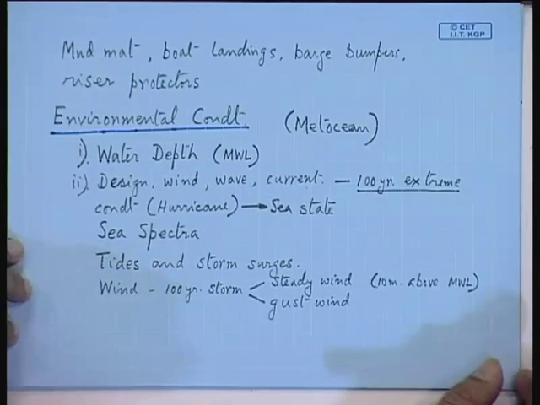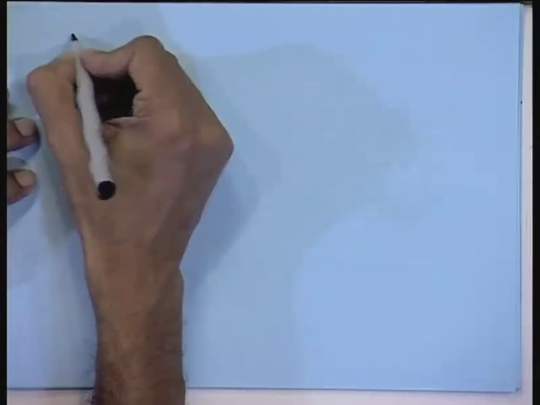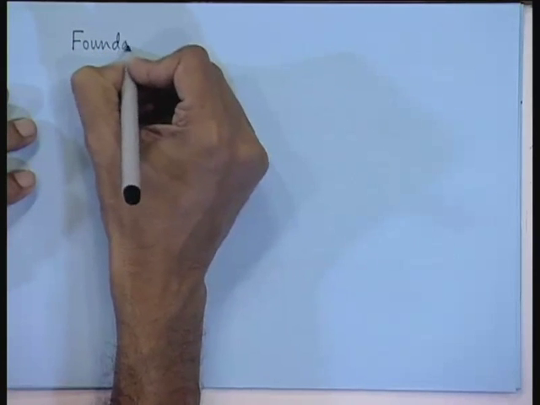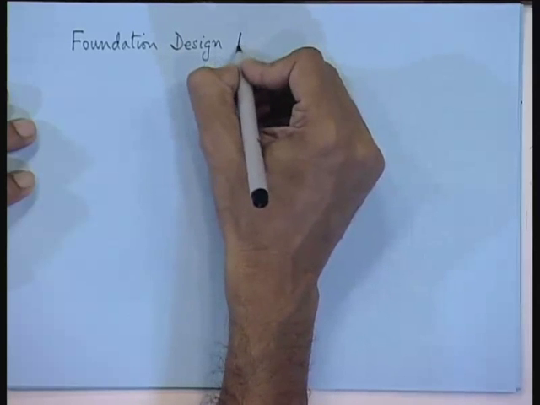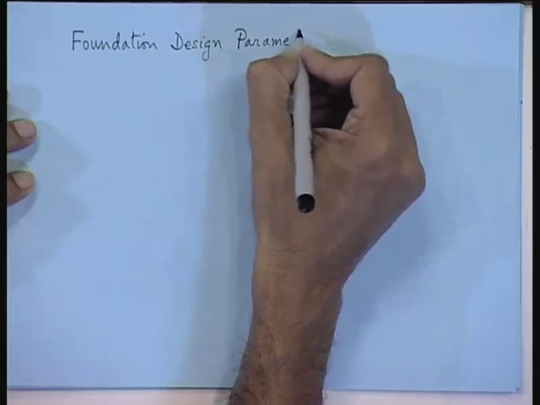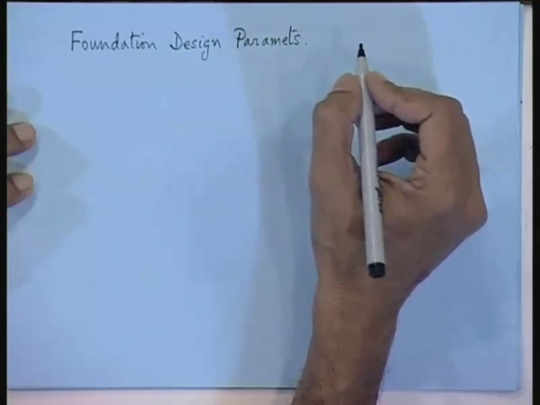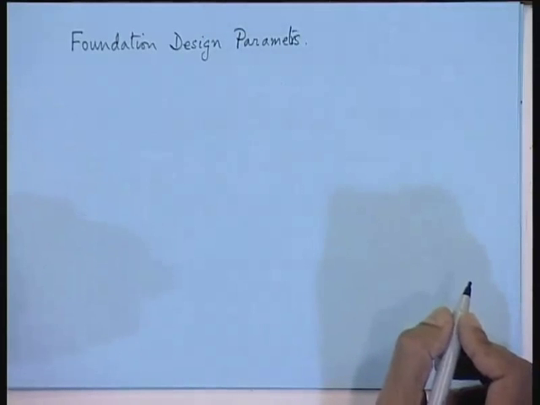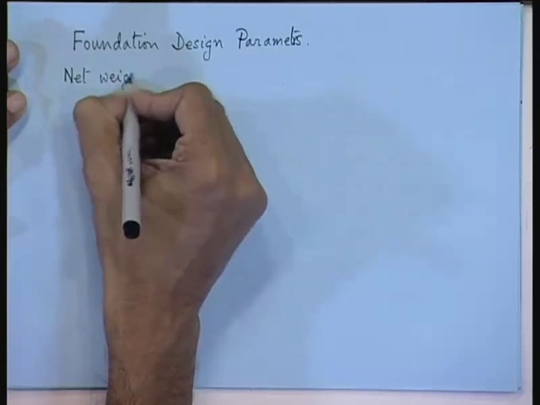Okay. Now after you have done the environmental conditions, then you go to foundation design. Here this is distinctly different from the design of ships, because ships are not sitting on the seabed, isn't it? Ships are actually founded on water. Foundation design basically requires you to calculate the net weight, that is weight minus buoyancy, net weight coming to the soil.